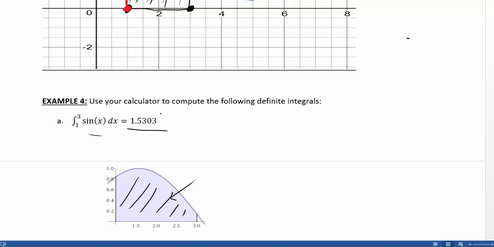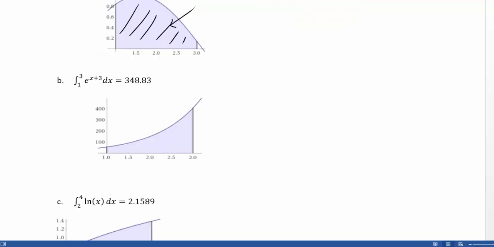Okay, let's try another one. Part B, the integral from 1 to 3 of e to the x plus 3 dx. So when you plug that in, you should get 348.83. Now, when you plug it in, make sure that your x plus 3 is all in parentheses and all up in the power of e. Again, what this means is that the area under this function, which is graphed here, the area underneath that from 1 to 3 is 348.83. That's the exact area under the curve.